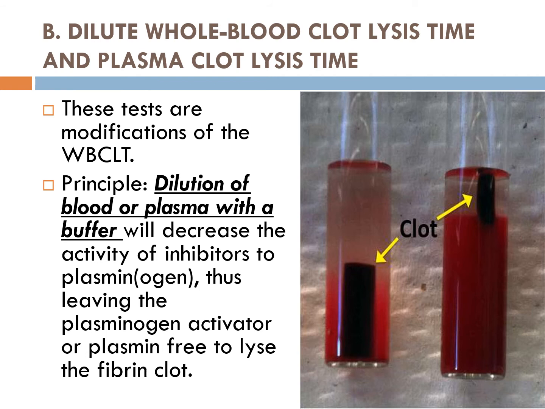The purpose of diluting the blood or plasma is to minimize the activity of the inhibitors to plasmin or plasminogen. So if these inhibitors are decreased or minimized, plasminogen activators or plasmin that are free in the plasma of the patient will be able to lyse the available fibrin clot.